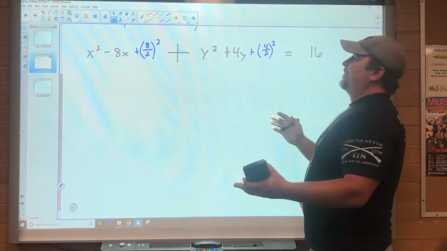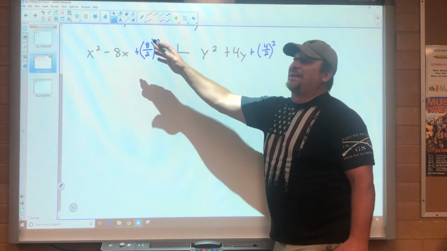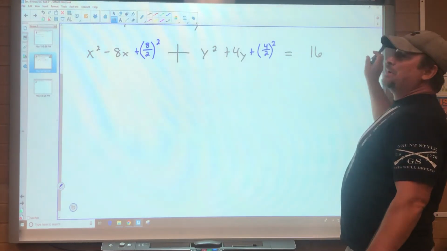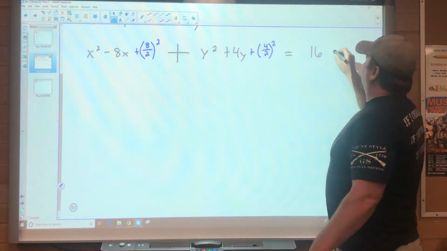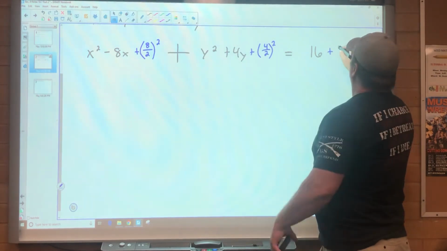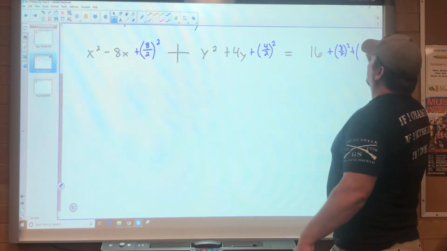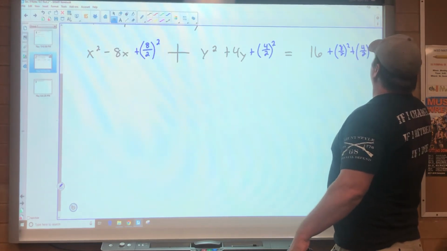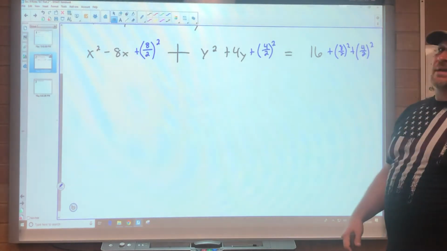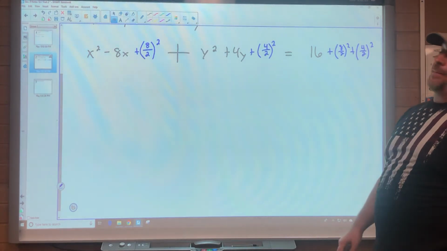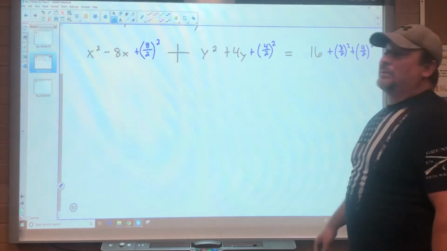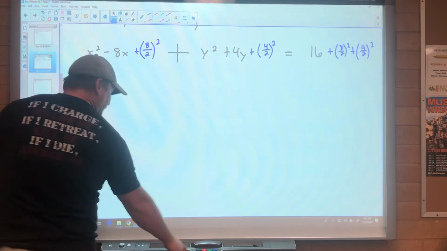And what you guys got to remember is if we do something on this side, we have to do it on the other side because it's an equation. So watch. Plus 8 over 2 squared plus 4 over 2 squared. Now on my next few examples, we're going to go much faster than that, but that's how you would write it out. Okay, so here we go.